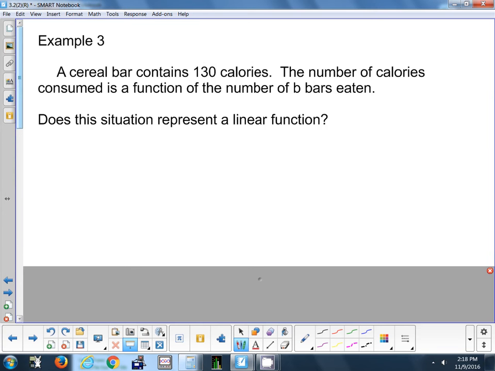All right, this one says a cereal bar contains 130 calories. And the number of calories consumed is a function of how many bars you eat. First thing I want to know is if this is linear. Remember linear, what did we say about the slope? If something's linear, is it a constant slope or does the slope change all the time? Constant. The rate has to stay the same. So the number of calories you get per candy bar is how much?